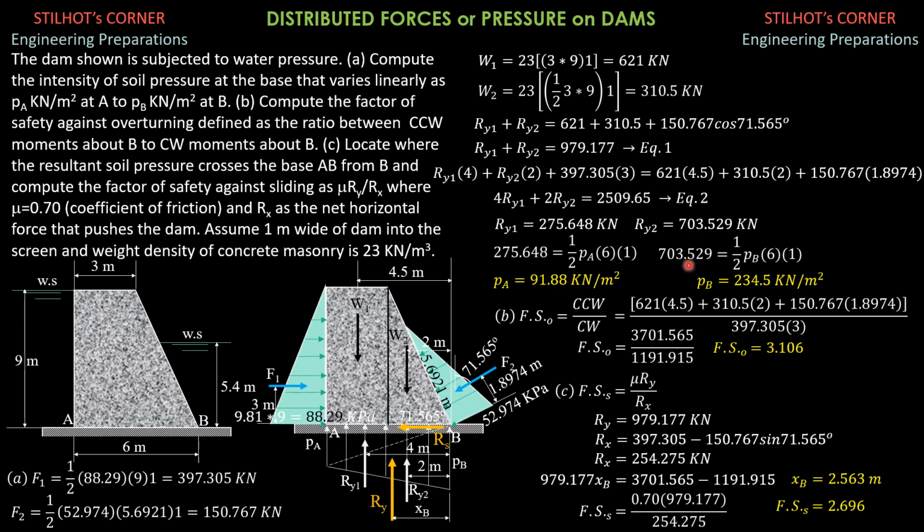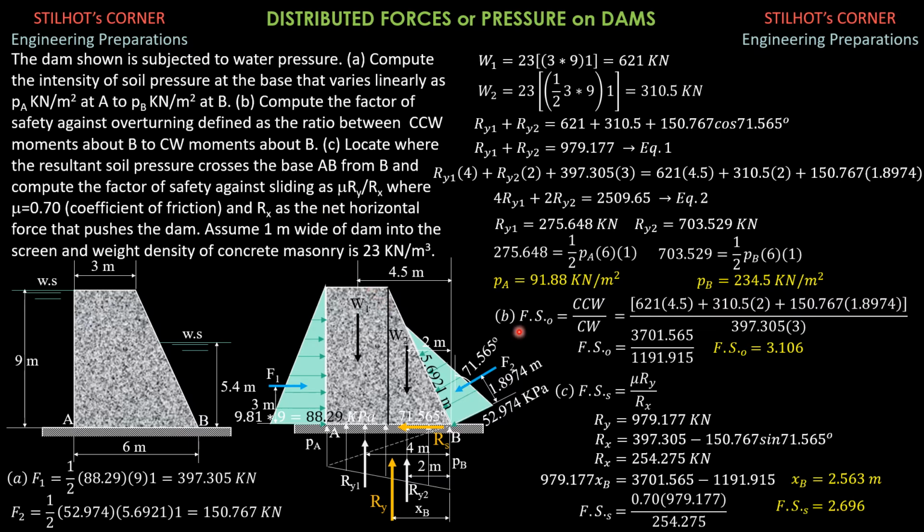Then Ry2, 703.529, is 1/2 of the pressure at B times 6 meters again, 1/2 base times height. Base is PB, height is 6. Then perpendicular to the board 1. So pressure at B is 234.5 kilonewtons per square meter. And that's it for part A.